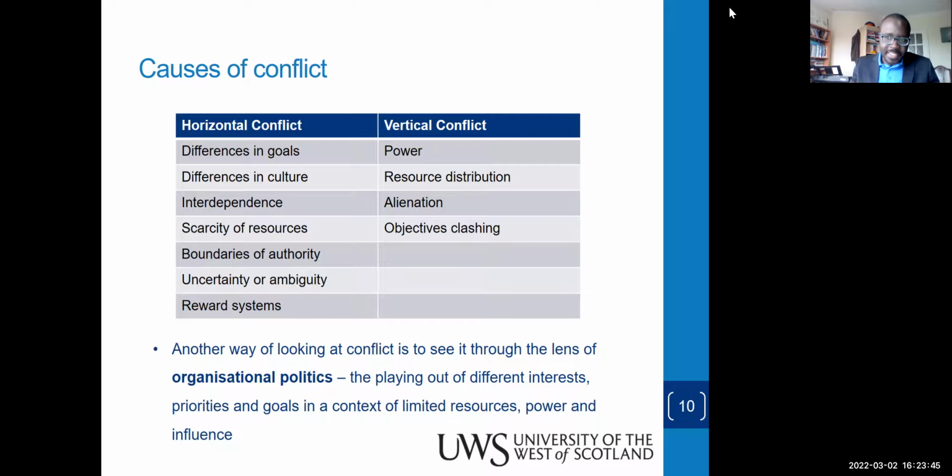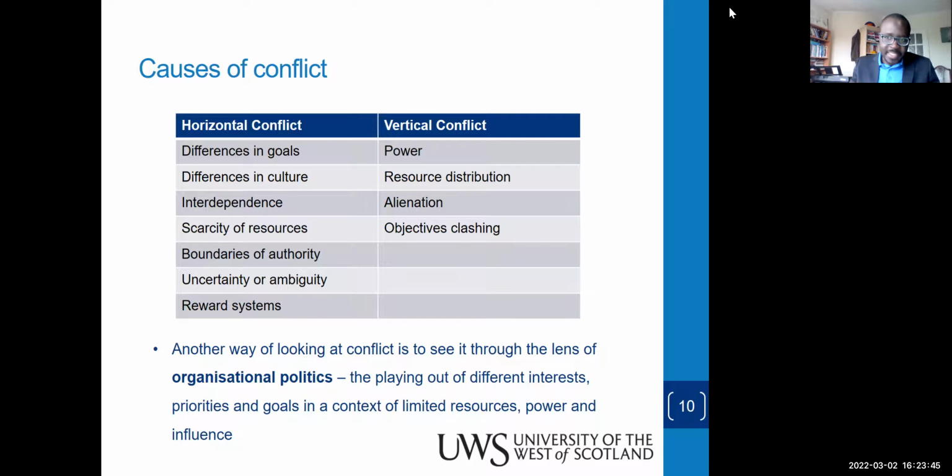And the vertical approach, power. Okay, power up there. Thinks he knows everything. He's got the power. He can wield it. Resource distribution not fairly done. Alienation, cutting off some people, more or less putting them as if they are inferior, clashing of objectives not well cut out could lead to conflict in the workplace.